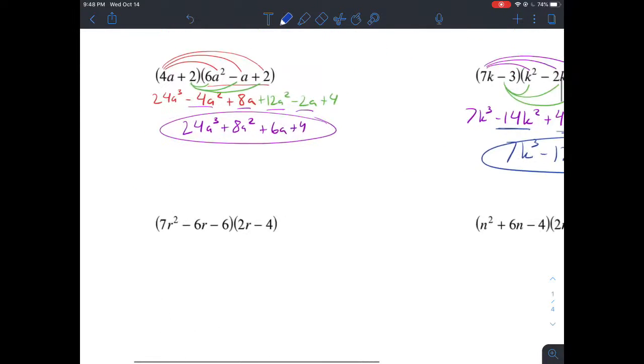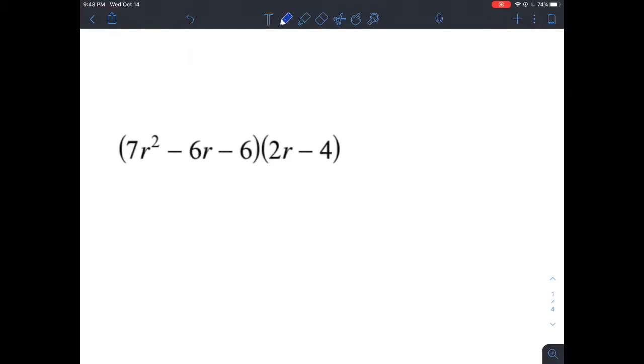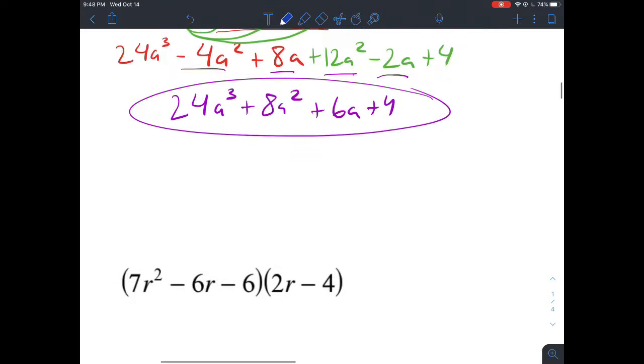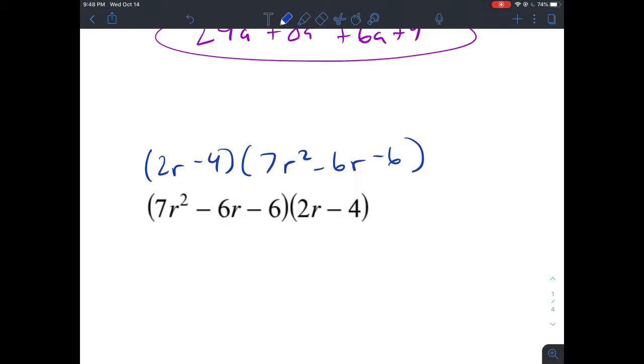All right, next. So before we had the binomial first, now we have the trinomial first. So nothing changes, right? We're going to have everyone in the first group go meet everyone in the second group. It doesn't matter the order. Remember how multiplication, it doesn't matter. This problem here is equivalent to 2r minus 4 times 7r squared minus 6r minus 6. It doesn't matter the order. So if you feel more comfortable rewriting it with the binomial in front, by all means, go ahead. I'm just going to go ahead and do it with the trinomial in front.